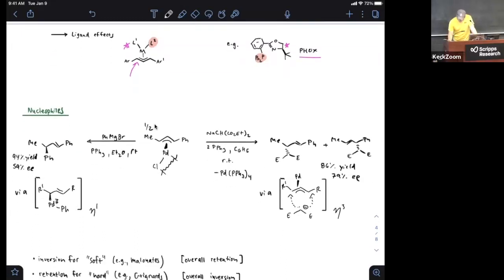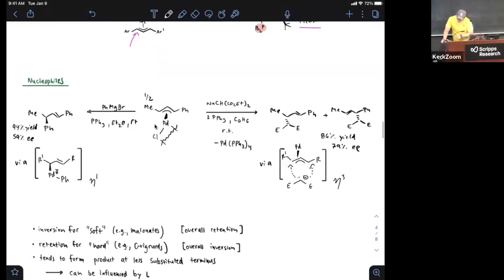And now we will reductively eliminate to get retention with respect to the starting pi-allyl complex. We see some leakage of stereochemical information. I guess I don't have this drawn here, but you can assume the starting complex has higher EE than 79%. I'll fill that in for next year's notes, but we see some leakage of stereochemical information. So how does that happen? That will set the stage for something we'll discuss in a moment.